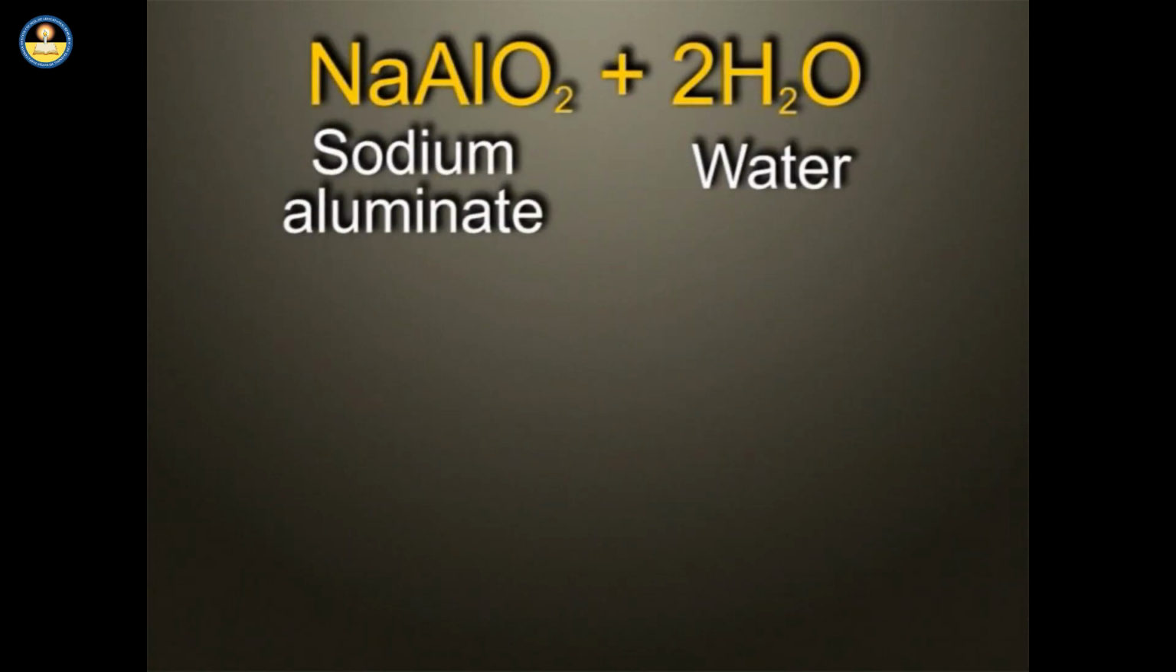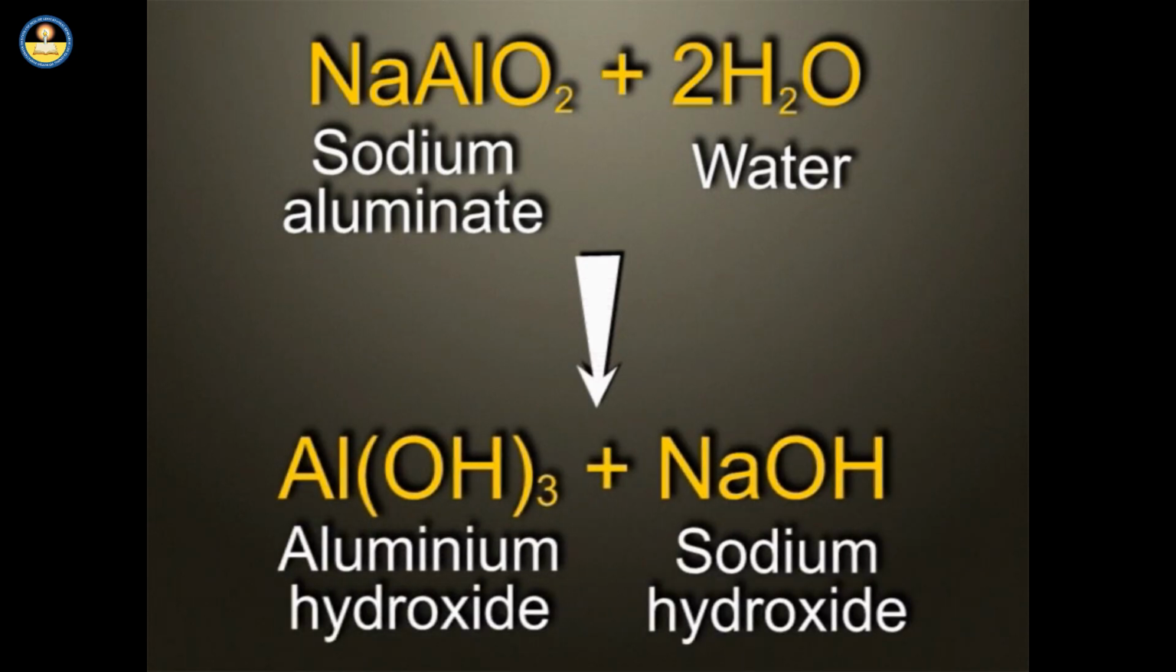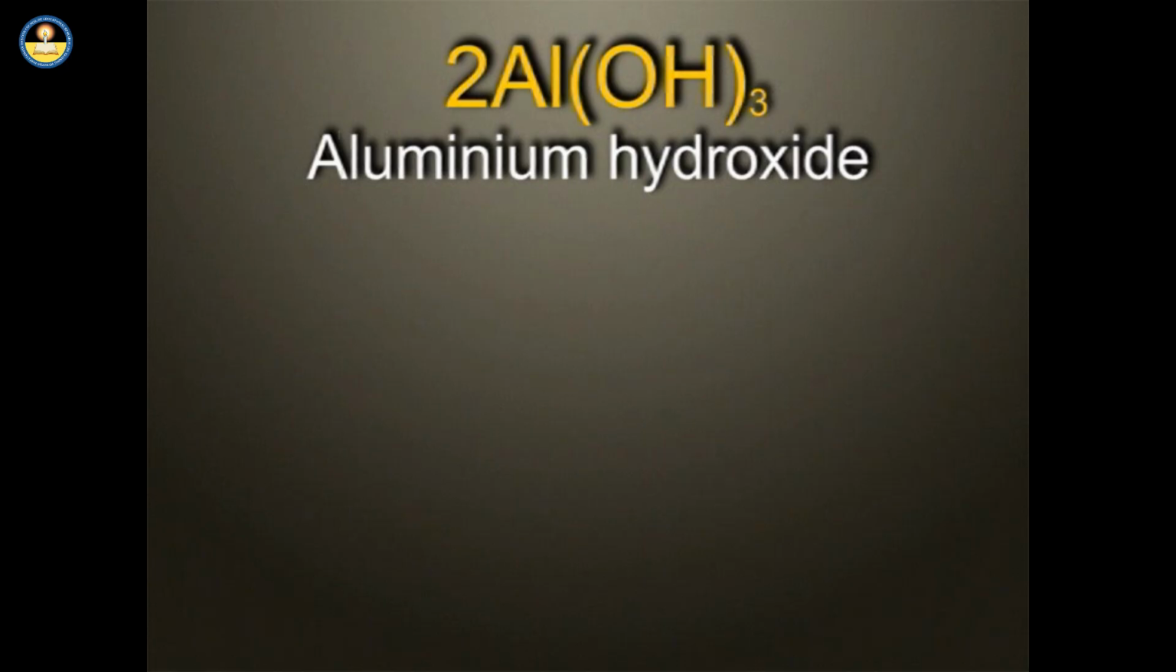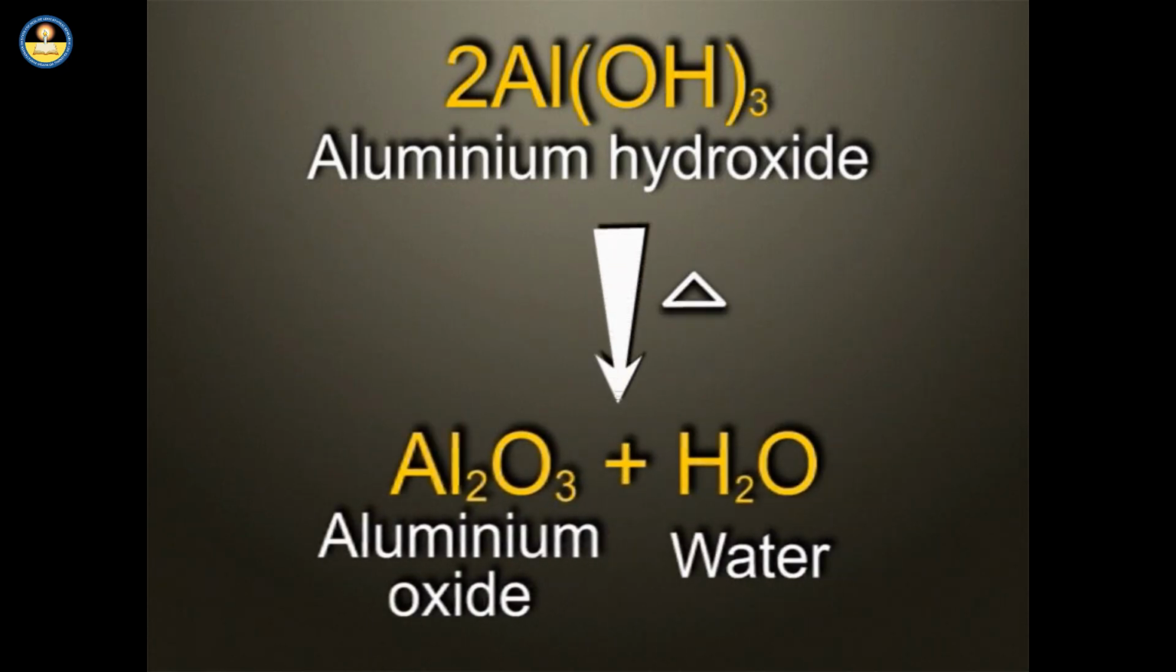Sodium aluminate reacts with water to give aluminium hydroxide and sodium hydroxide. Aluminium hydroxide on heating gives aluminium oxide and water.